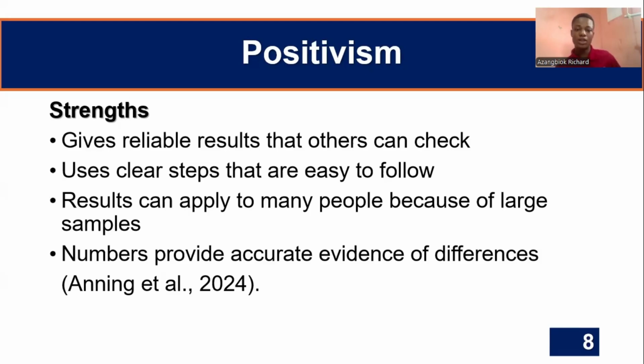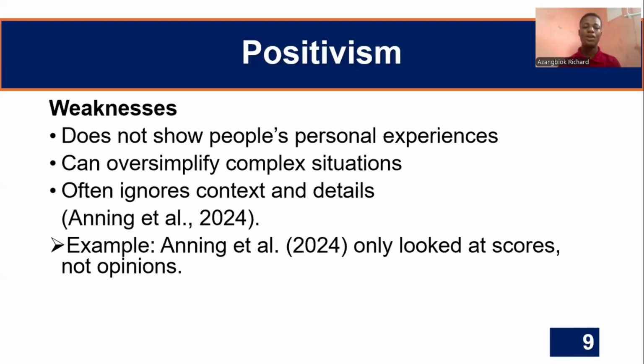Then we say results can apply to many people because of large samples. So when it comes to generalizability, after you see your findings, you can generalize because of the large sample size you are using. The numbers provide accurate evidence of differences. So as you see the results coming out, based on that, you can see the accuracy of your work.